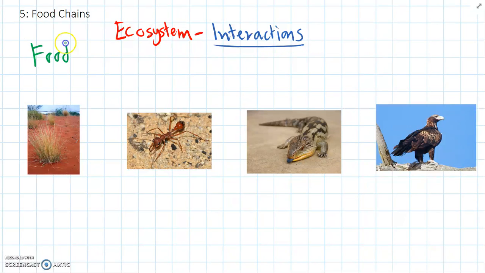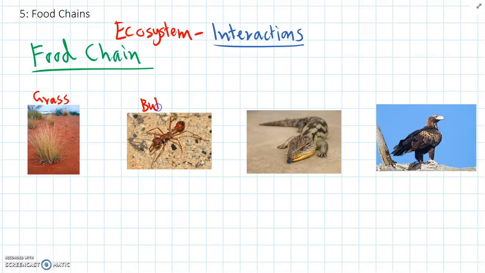And we're going to make a food chain using these organisms down here. And a food chain shows us basically what eats what in our ecosystem. So what we have here is some grass. We have a bull ant. We have a blue-tongued lizard. And we have a wedge-tailed eagle. All species that we can find in Australia.